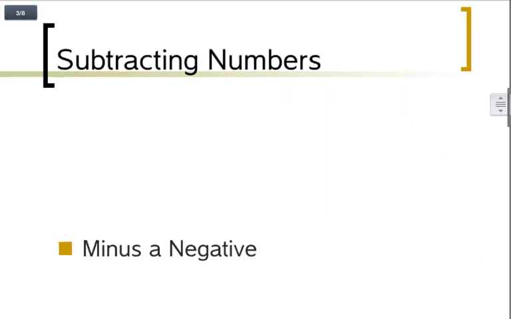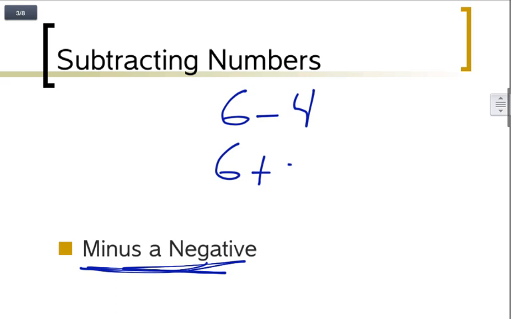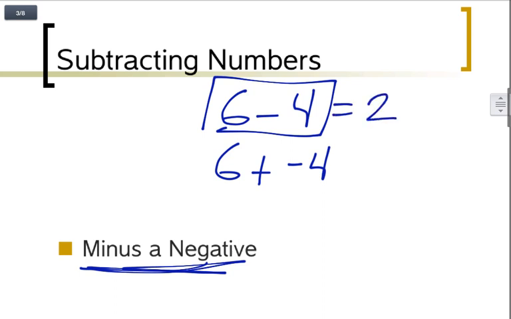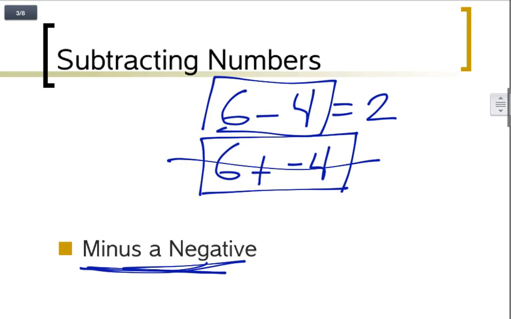Now when we subtract real numbers, we're really supposed to be worried about this one. We're going to have to minus a negative. But if I had something like 6 minus 4, the book wants you to rewrite this to be 6 plus negative 4. Now I think that's ridiculous, because I think we know how to do 6 minus 4 and come up with 2. So I ignore this step, and I'm not going to worry about that again, but I will show you the changing the signs when you have a negative.